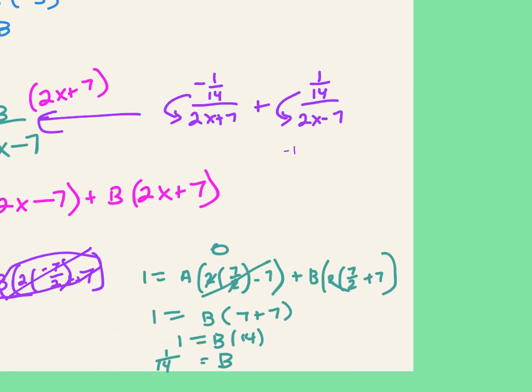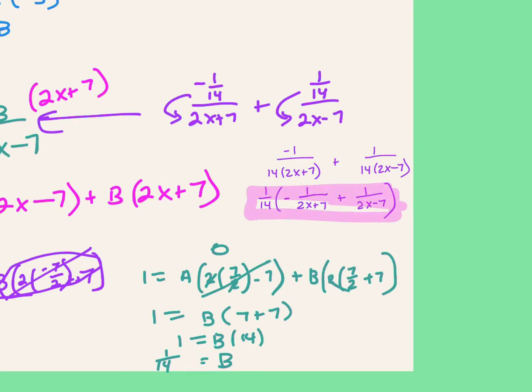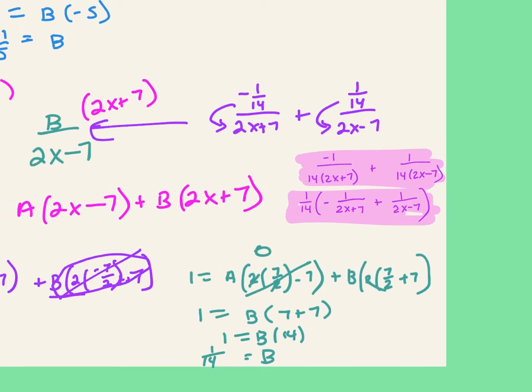It'd be negative 1/14 times 2x plus 7 plus 1/14 times 2x minus 7. Bring out the 1/14 and you'd get negative 1, which the negative can be out front like that, or it can be in the numerator, plus 1 over 2x minus 7. So short answer, either one is fine, but multiple choice, that 1/14 is going to come out.